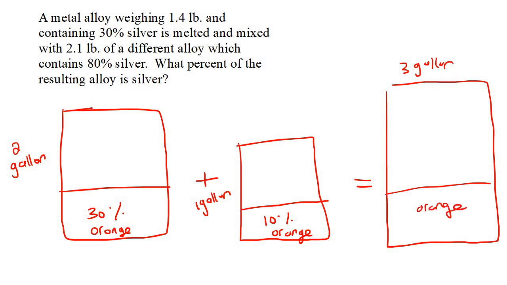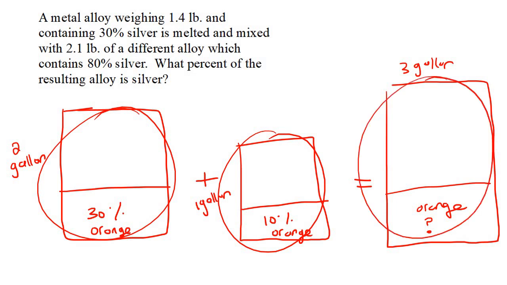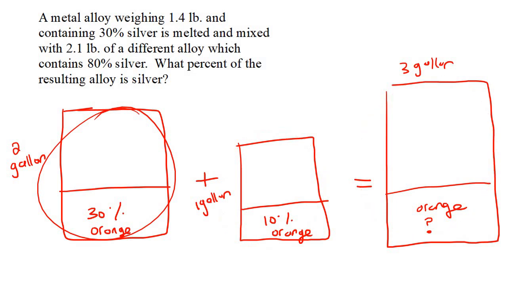But now what we would want to do is work out the percentage. You can't just say 30 plus 10 is 40. That's not the way it works. So we need to work out what the final orange percentage would be in that solution. So that's the general idea of a mixture. You take solution 1 plus solution 2, and you're going to produce solution number 3.